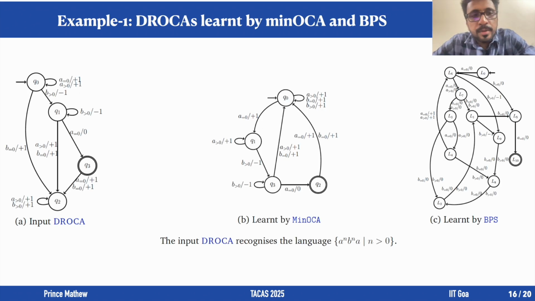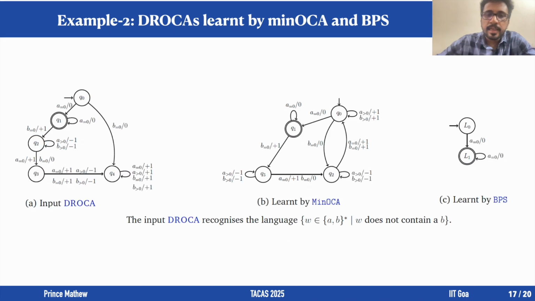So these are some examples of DROCs learned by MinOCA and BPS. Let's say this was the input DROCA that recognizes the language A raised to B raised to A. This is the DROCA learned by MinOCA, which is counter-synchronous and equivalent. However, BPS learns a larger DROCA that is equivalent but not counter-synchronous. So is it always the case that MinOCA learns a minimal DROCA?